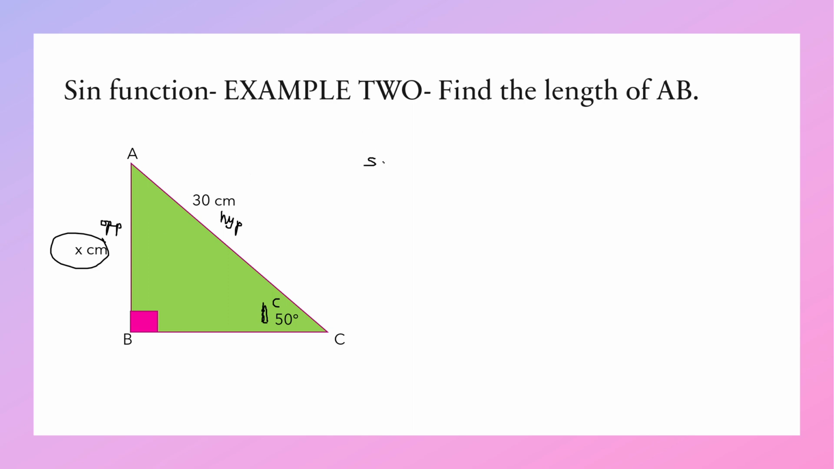So I'm going to write out my formula. I always start off with writing out the basic formula: opposite over hypotenuse. I'm going to put in what I know. So sine 50 equals opposite over hypotenuse. So my opposite is going to be x, and my hypotenuse is going to be 30. I'm going to swap them over again. What does that give me? It's going to give me 30 sine 50.